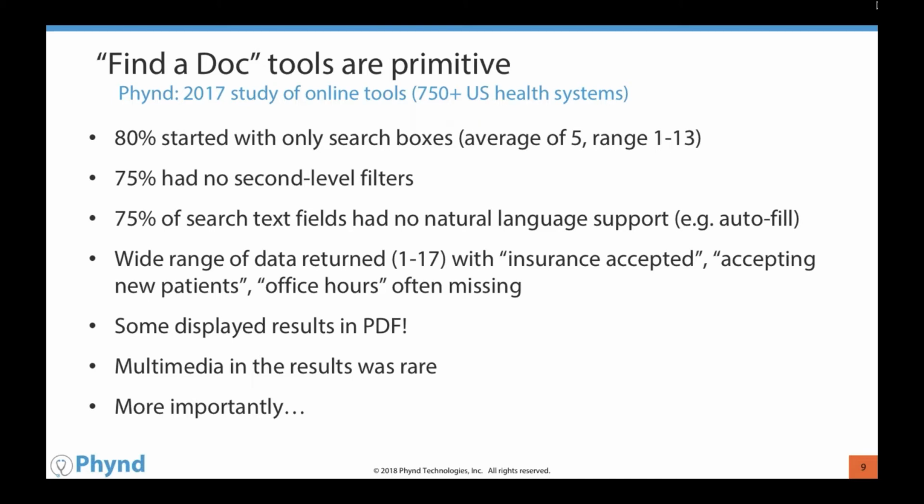And most of those sites actually had no natural language support. I would say in terms of autofill, for example, where you start typing something and it starts to complete. So that's on the search side. On the results side, those sites provided a wide range of data, anywhere between 1 and 17 fields, and common and important things like we accept your insurance, or we are accepting new patients, or what are your office hours were often missing. Yes, some displayed their results in PDF, sadly.